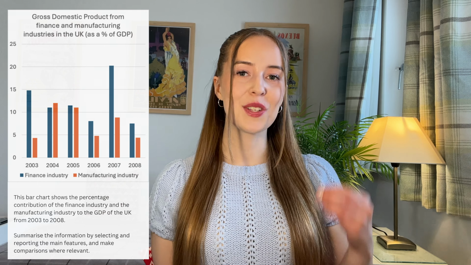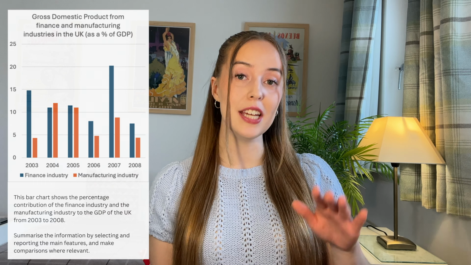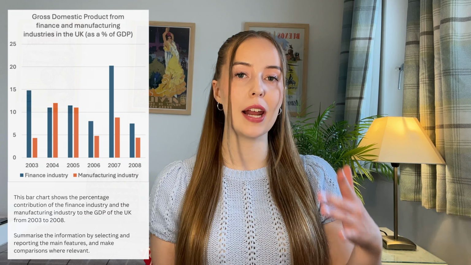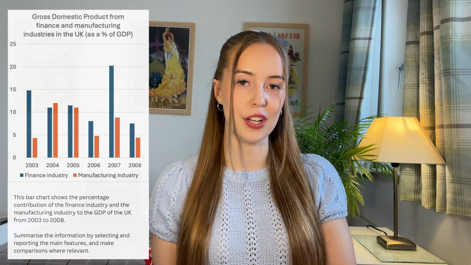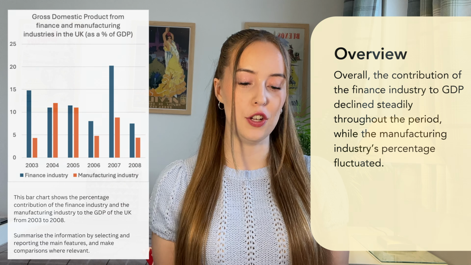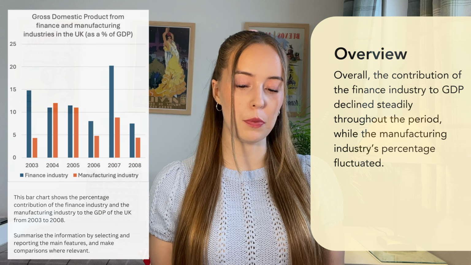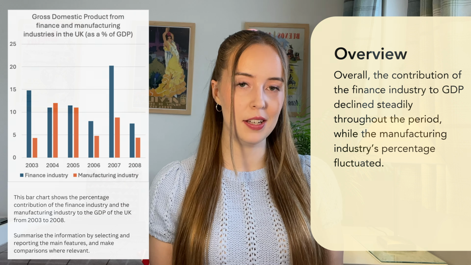the most important pieces of information about the data. So as we discussed, finance generally decreased and manufacturing fluctuated, and finance's contribution was generally higher over the whole period than manufacturing's. Overall, the contribution of the finance industry to GDP declined steadily throughout the period, while the manufacturing industry's percentage fluctuated. So here we are describing that finance declined and that it was a steady decline throughout the period, and then we compare that with manufacturing, so its contribution fluctuated. And we are comparing the two industries and showing the general trend, with two general trends and a comparison.